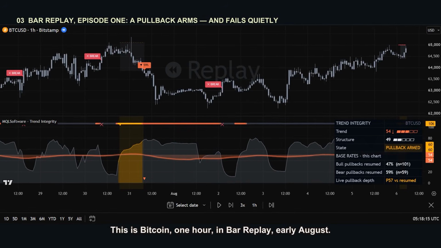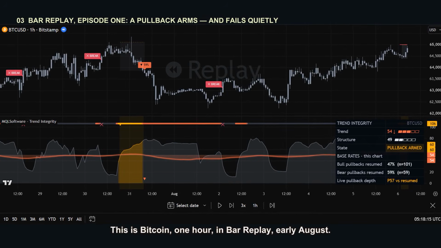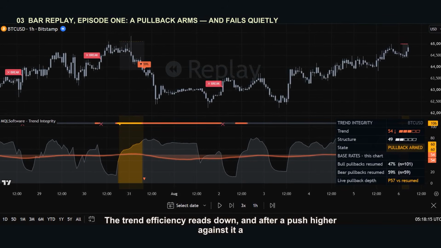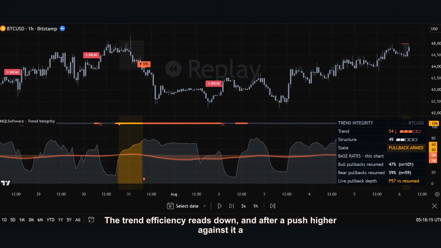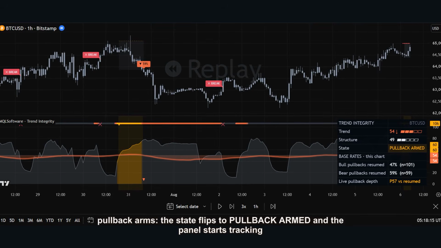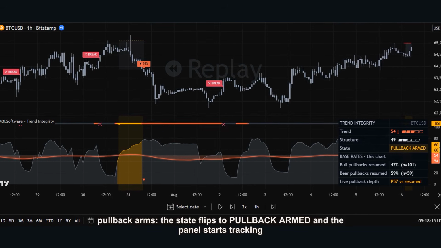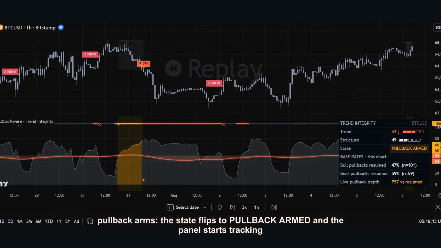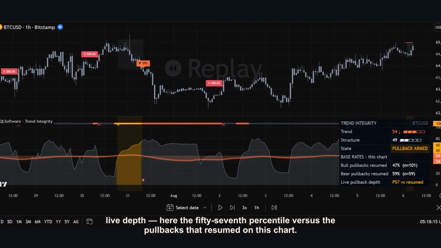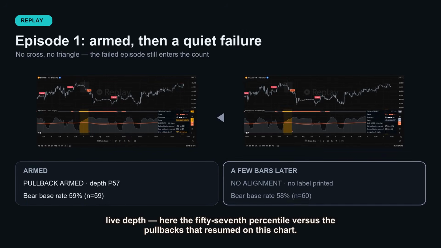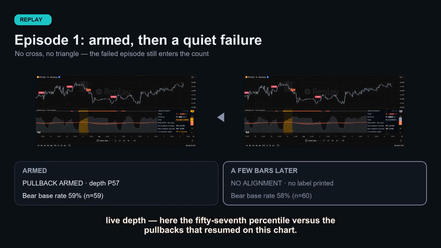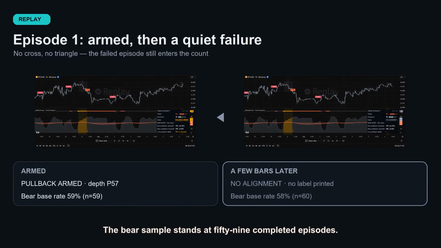This is Bitcoin, 1 hour, in bar replay, early August. The trend efficiency reads down, and after a push higher against it, a pullback arms. The state flips to pullback armed, and the panel starts tracking live depth. Here the 57th percentile versus the pullbacks that resumed on this chart. The bear sample stands at 59 completed episodes.